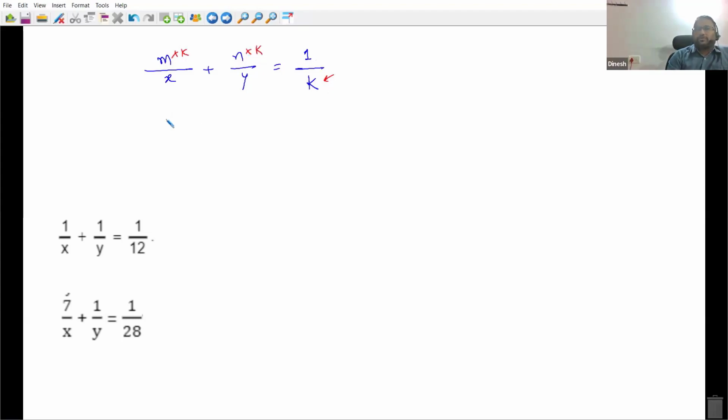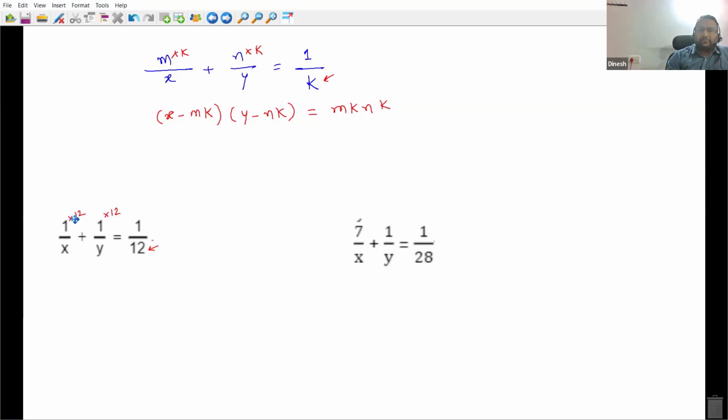So the factorization is going to be x minus m into k, y minus n into k is equal to m into k into n into k. This 12 you need to multiply here and here. The factorization will be x minus 1 into 12, y minus 1 into 12 is equal to 1 into 12 into 1 into 12.